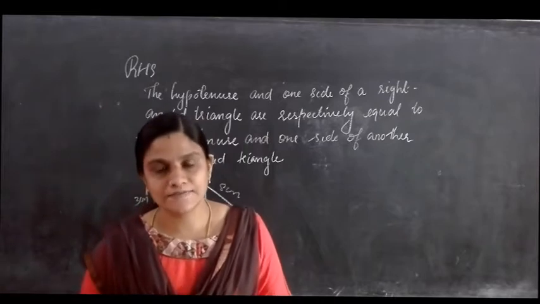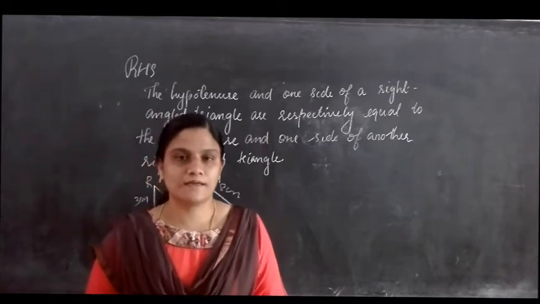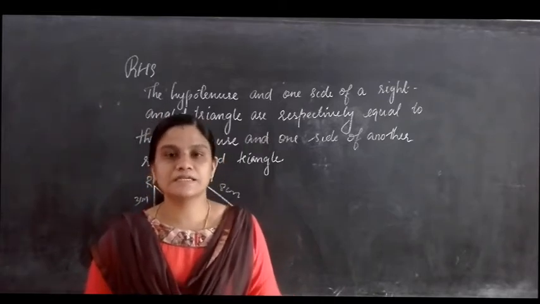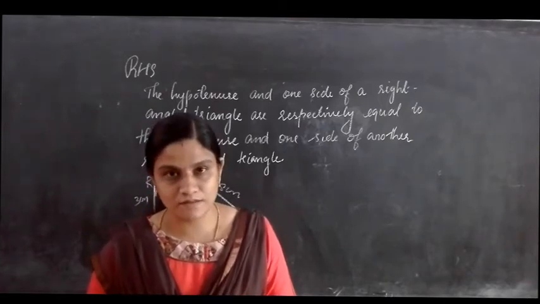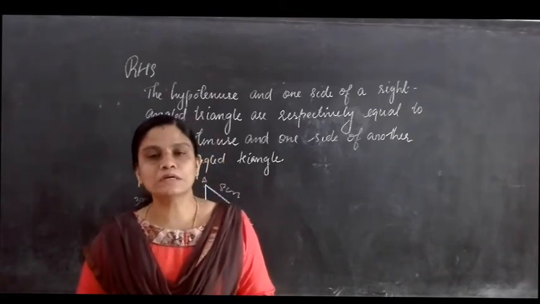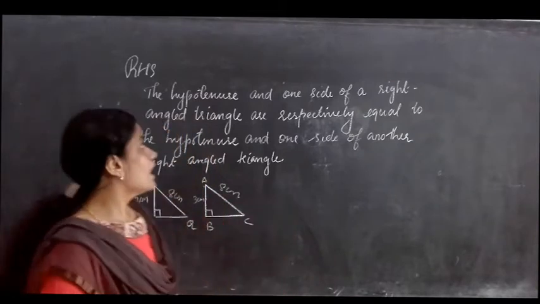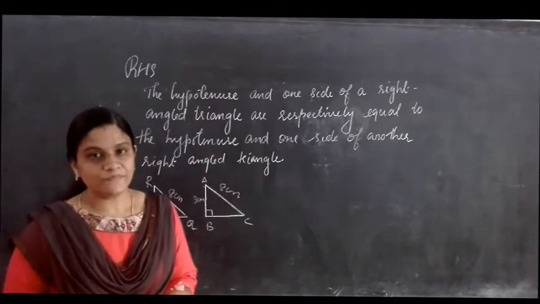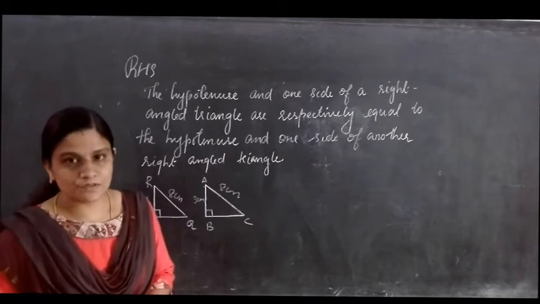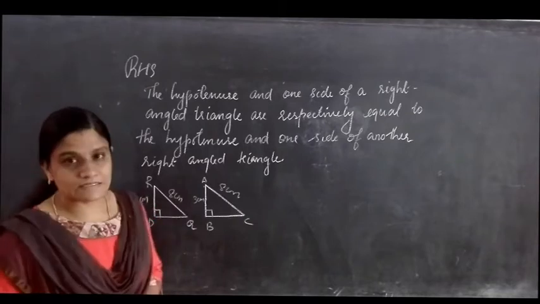In our last class, we discussed congruence of triangles and learned some criteria of congruence of triangles. So today we are going to learn the next criterion: the RHS congruence rule. What do R, H, and S stand for?